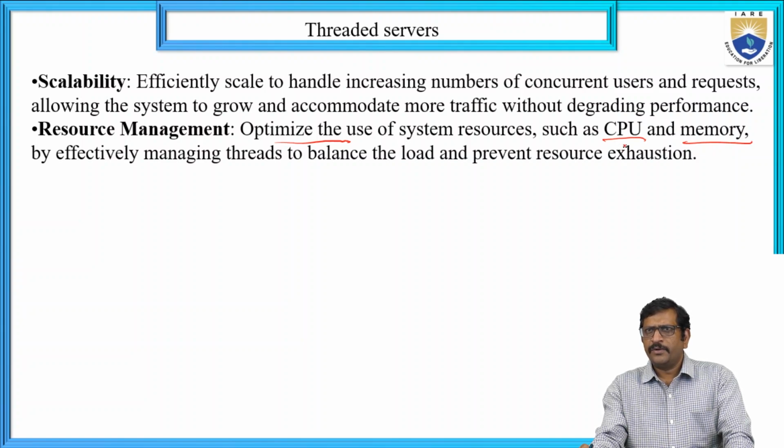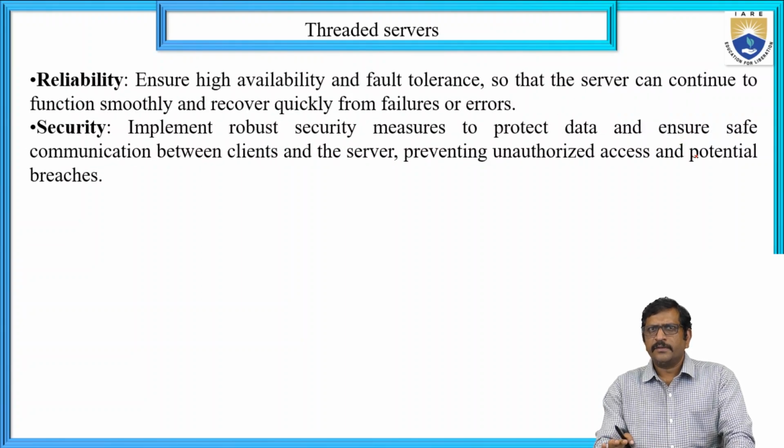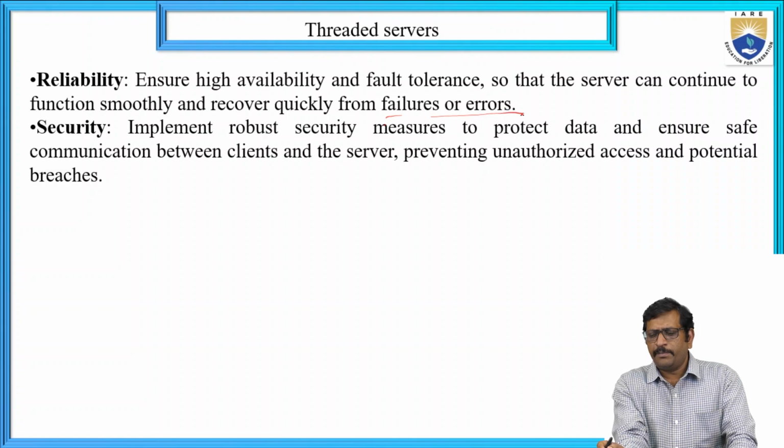With the help of the processing unit, we can execute the instructions and get the output effectively. Threads are managed effectively to balance the load and prevent resource exhaustion. Here is reliability, which ensures high availability and fault tolerance. The servers can continue functioning very smoothly and recover quickly from failures and errors of particular clients or devices. That is reliability: high availability and fault tolerance.